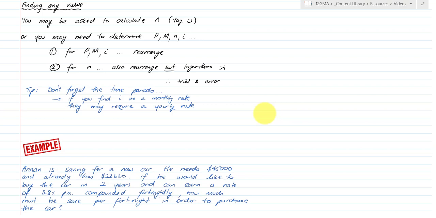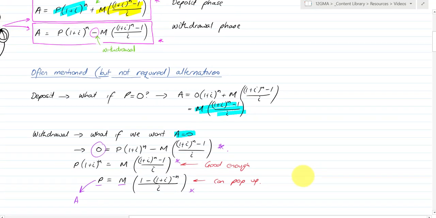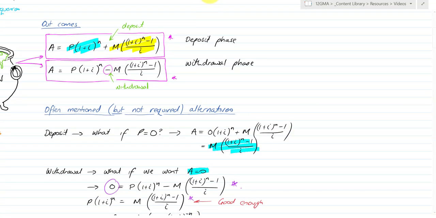Now, for P, M, and I, we just rearrange. There are some formulas where rearranging for I is going to be quite tricky. If I go back up to our formula list here, you'll notice that in these initial formulas, we have I appearing twice or 3 times. That's going to be quite tricky to rearrange for I.